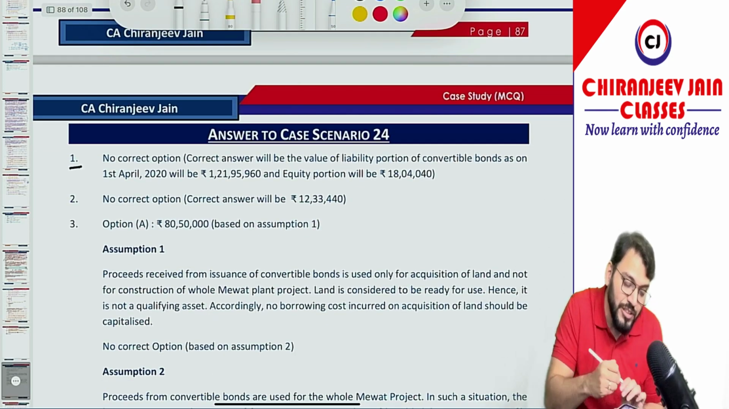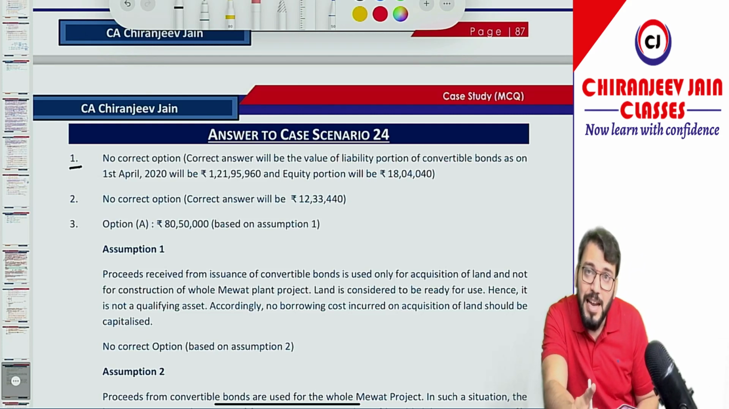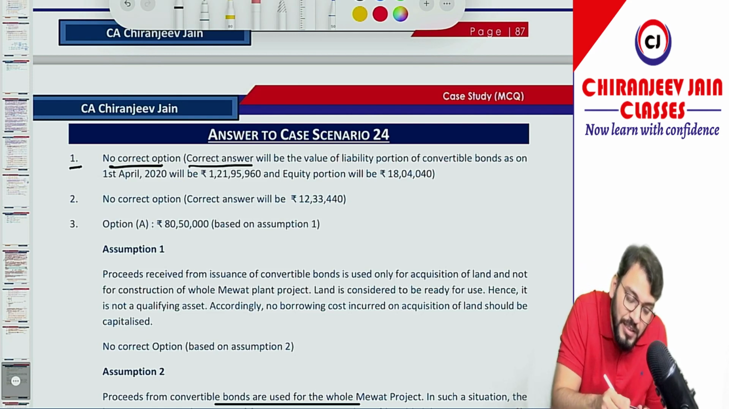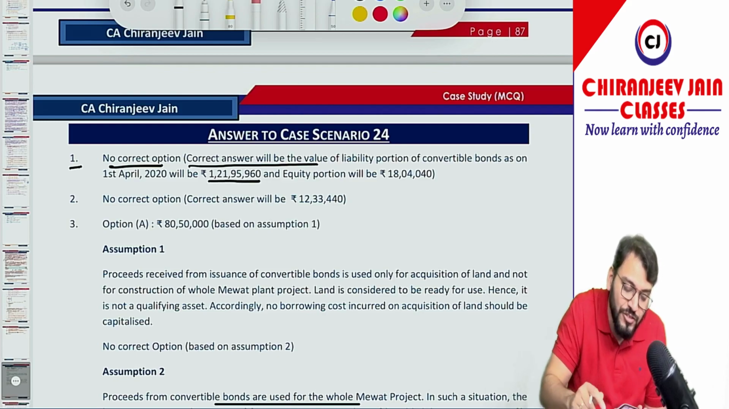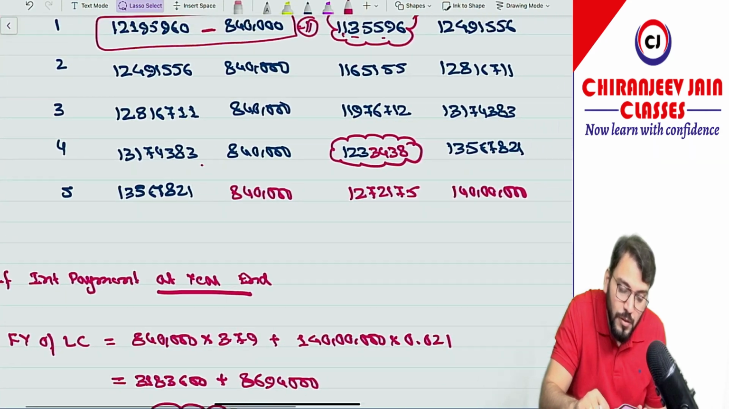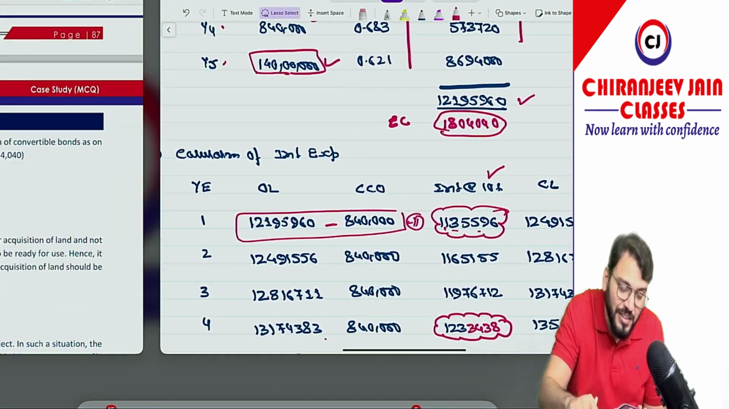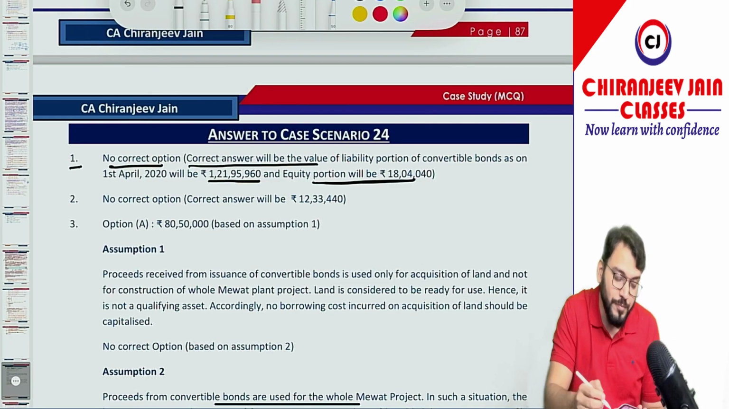So point number one, you can see they have given the answer based on the point that interest payment has been done at the beginning of the year. So no correct option. The correct answer will be the value of liability portion as we have calculated, that is 1,21,95,960. What was our answer? Check. Our answer was 1,21,95,960. Exactly the same answer they have given. Correct. And the equity portion will be the difference amount.